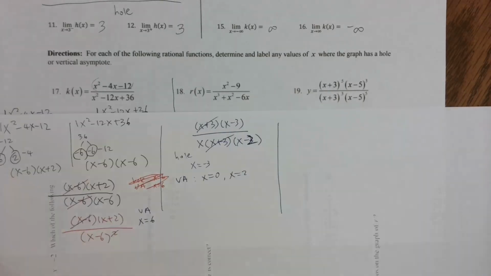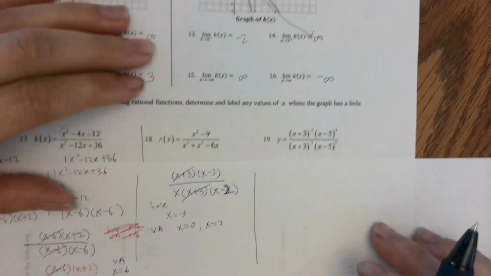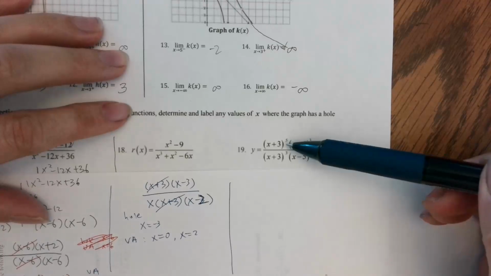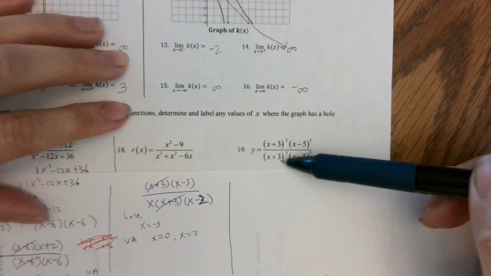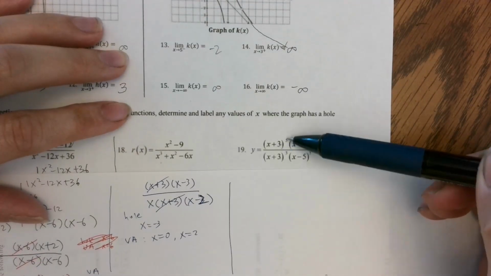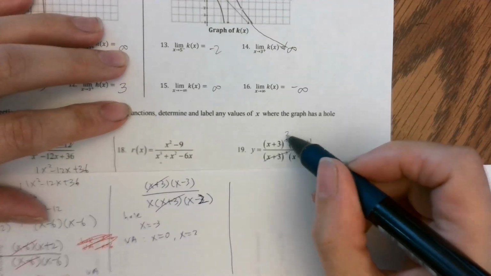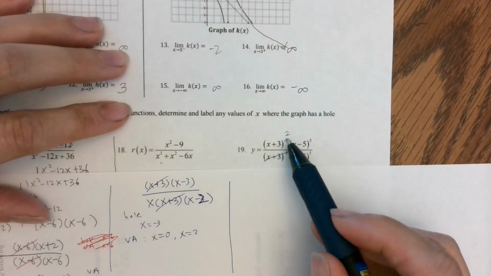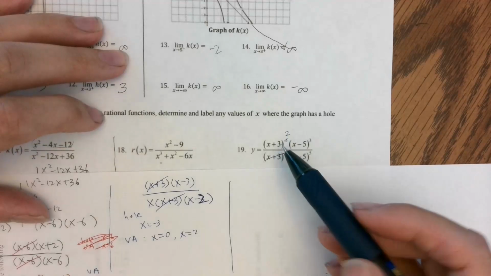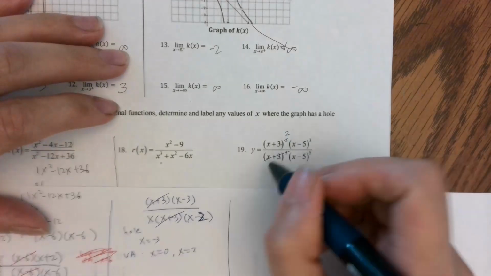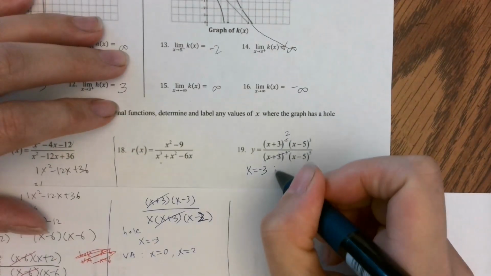Number 19. All right, this is like a combination of all the confusing ones, right? So let's try one at a time. x plus 3 is a canceling factor. However, the top has 5 of them and the bottom has 3 of them. So when I cancel out, I still have x plus 3 left at the top. After you cancel out, you have something left at the top. What would that give you? It's a hole.